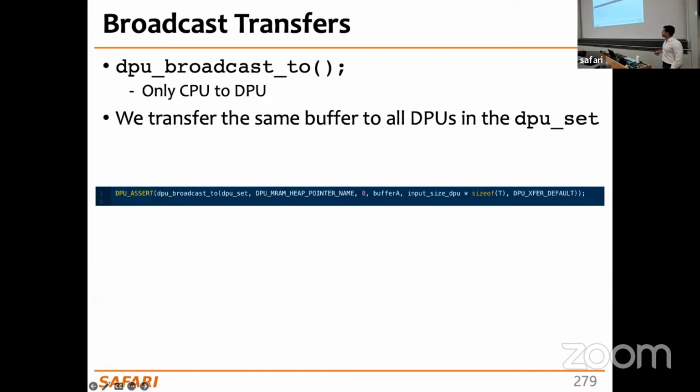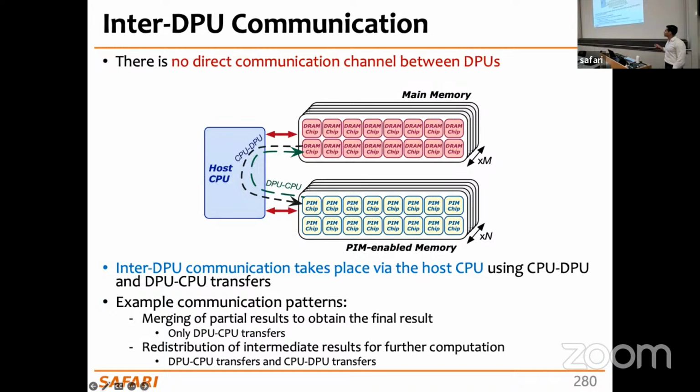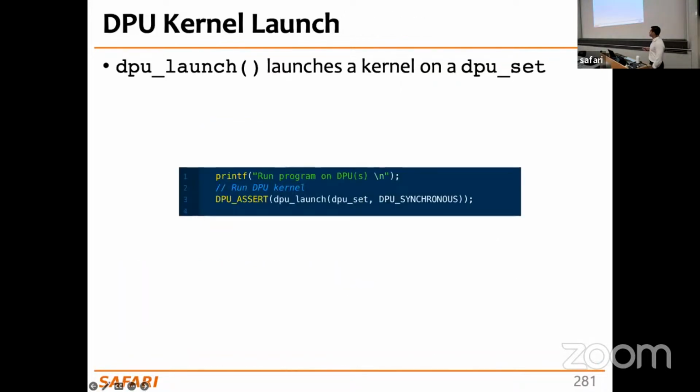Finally, we have the broadcast, and for that you use DPU broadcast to. Again, you're going to copy this buffer data here and the transfer size, but you're going to copy to a set of DPUs in this case, because it's a broadcast. As I mentioned, there is no communication across the DPUs, so if you need to do that, you need to go through the host using those copies, and then you copy to another DPU set.